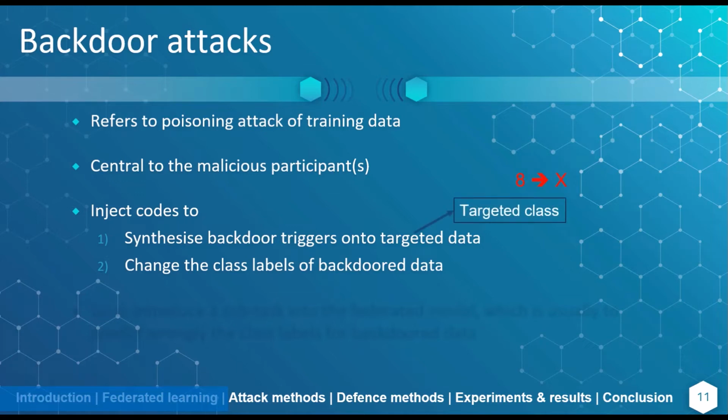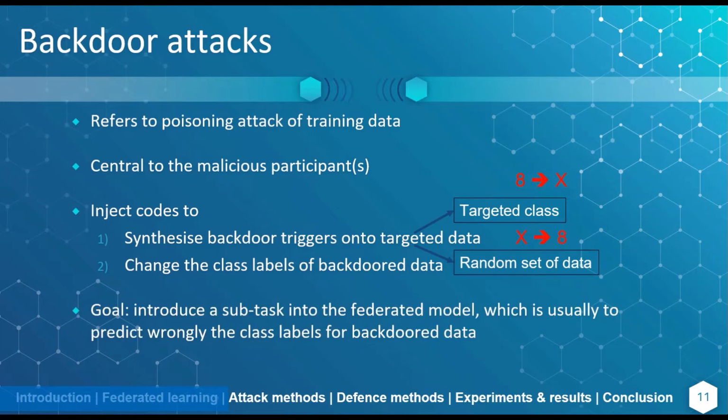Targeted data can be a set of data belonging to the targeted class. For example, all data with class label 8 will have their labels changed to any other random class labels. Targeted data can also be just a random set of data. For example, all the data in a random set will have their labels changed to class label 8. The backdoor model will be conditioned to predict wrongly the class labels for test data where the backdoor trigger is present.